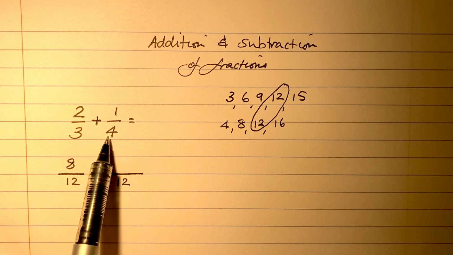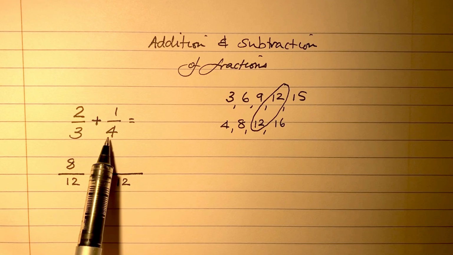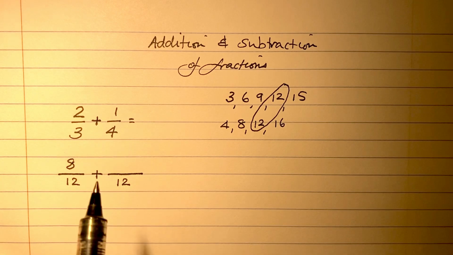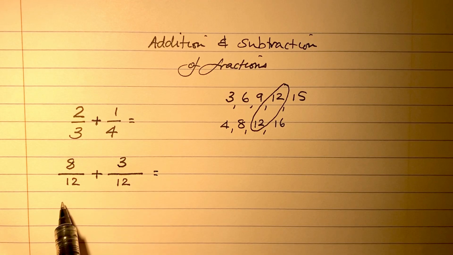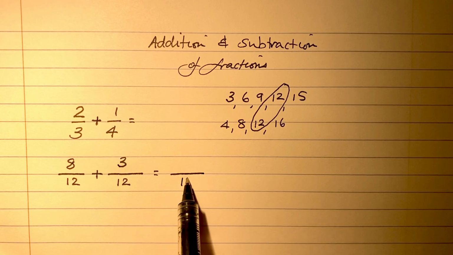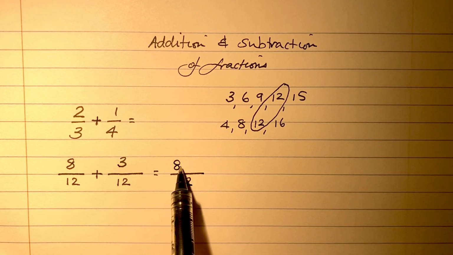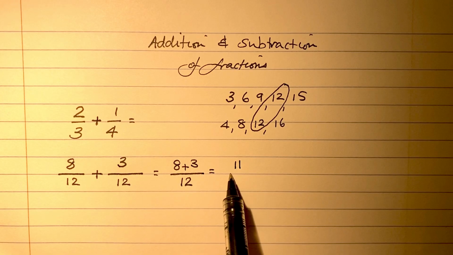Go to the second fraction. 4 has become 12. It's been trebled. It's been times by 3. So you do the same to the top number. Now you've got 8/12 and 3/12. You have 11/12ths. So you have fractions with the same denominator, and you just add up the numerators. So that's 11/12ths.